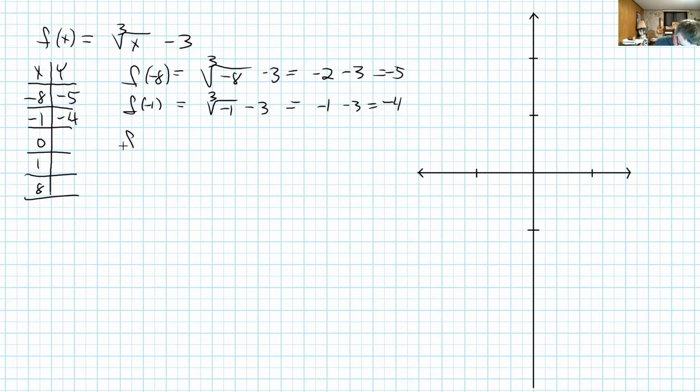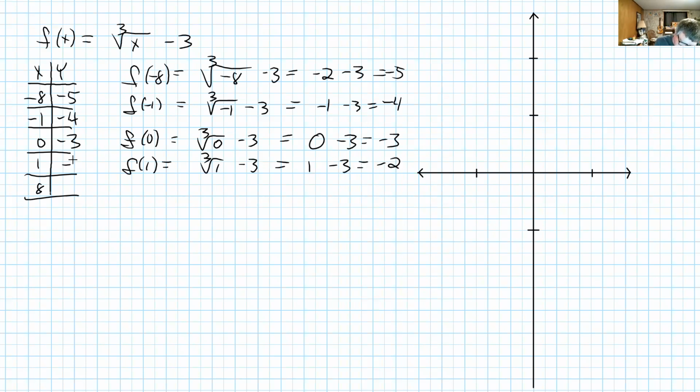If x is 0, f of 0 equals the cube root of 0 minus 3. The cube root of 0 is 0, and 0 minus 3 is negative 3. f of 1 would be the cube root of 1 minus 3. The cube root of 1 is 1, and 1 minus 3 is negative 2. f of 8 is the cube root of 8 minus 3. The cube root of 8 is 2. 2 minus 3 is negative 1.